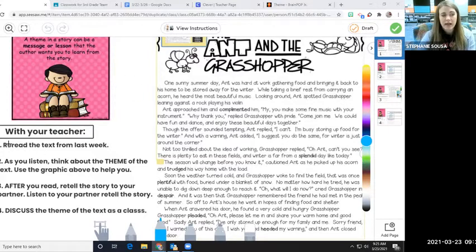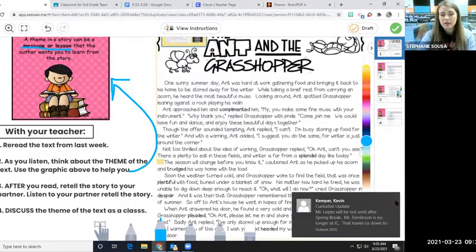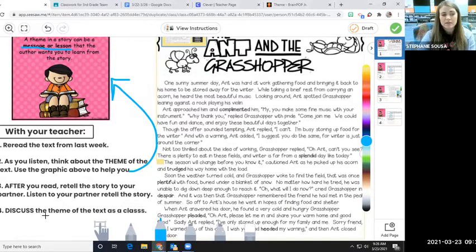Our directions say, reread the text from last week. As you listen, think about the theme of the text. Use the graphic above to help you. A theme in a story can be a message or lesson that the author wants you to learn. After you read, retell the story to your partner. Listen to your partner retell the story. Discuss the theme of the text as a class.